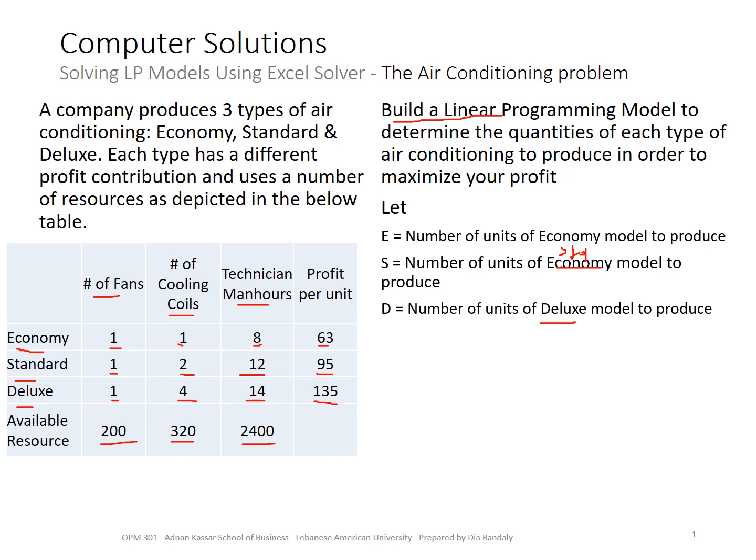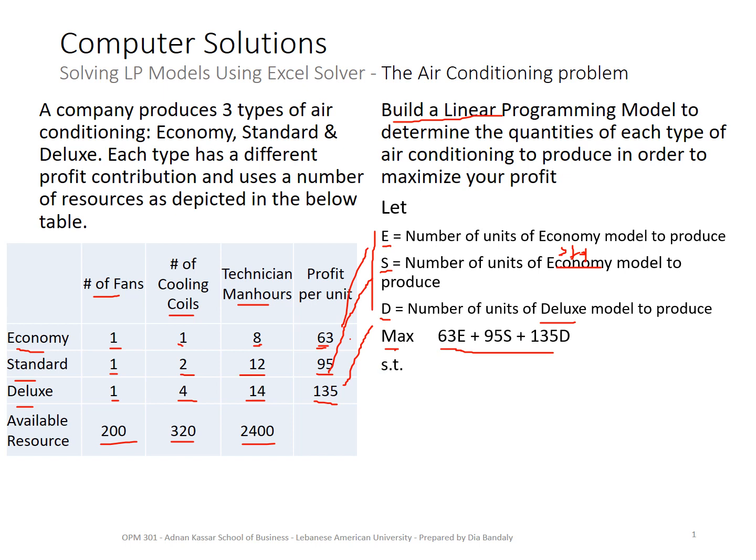All right, now the decision variables are well defined and we are ready to do the formulation. Again, what I mean by formulation is the mathematical expression of the objective function and of each of the constraints. So what's our objective? Maximize the profit. How can we find the profit? You multiply the profit per unit by the number of units to produce, which we have defined as E, S, and D. So I multiply 63 by E, 95 by S, and 135 by D. I need to maximize my profit, which is 63E plus 95S plus 135D.